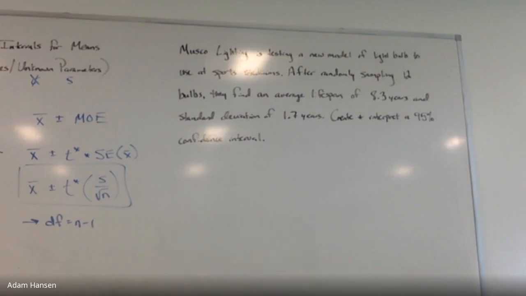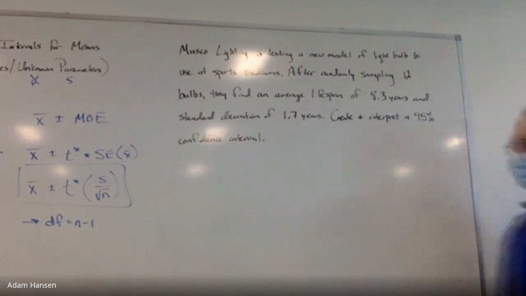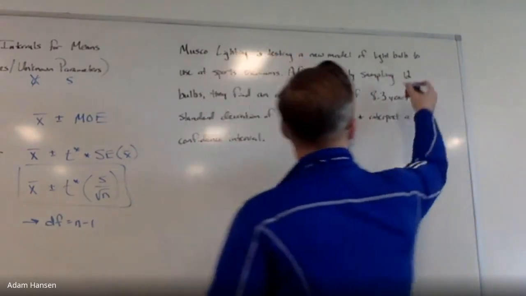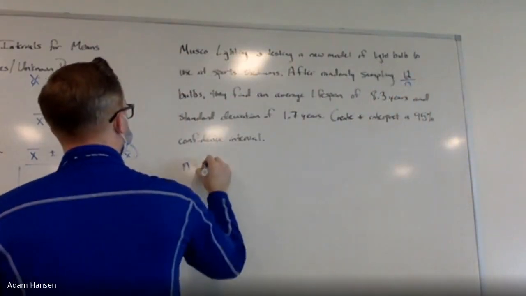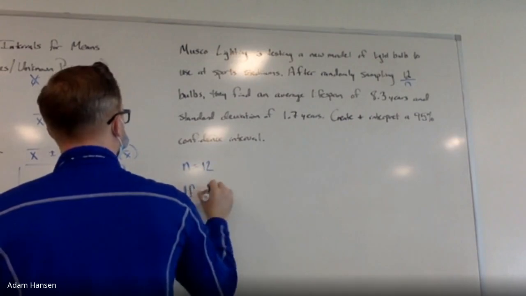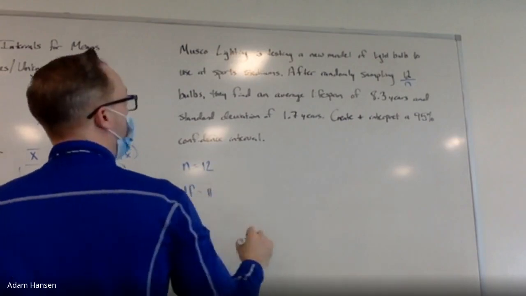What is our sample size? Well, it's less than what number? n is 12. So therefore my degrees of freedom is 11. Okay. What else we got?